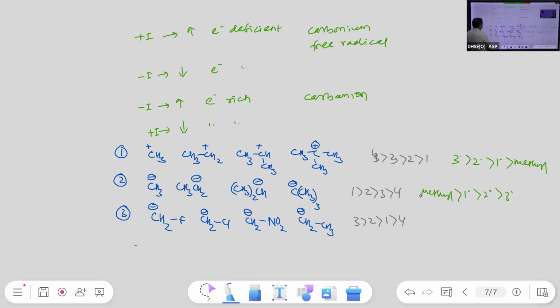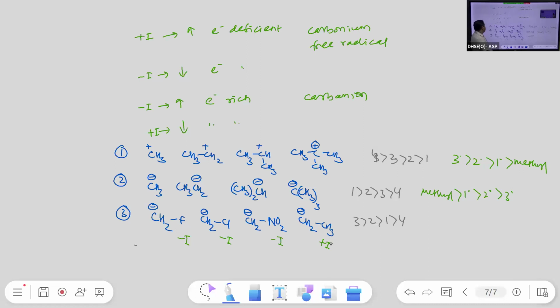Now, in the last one, it is NO2. NO2 is minus I, and this one is minus I, and it is plus I. So obviously, the plus I one will be the least stable. Among the other three, NO2 makes more minus I than fluorine and chlorine. So NO2 is first one.